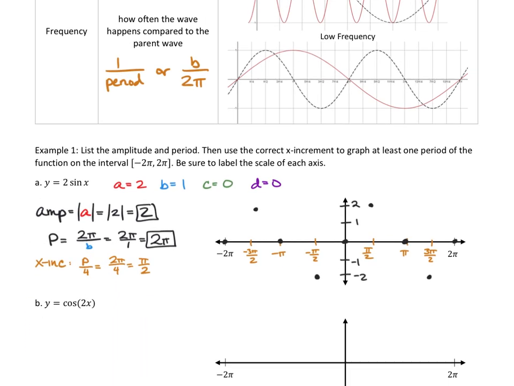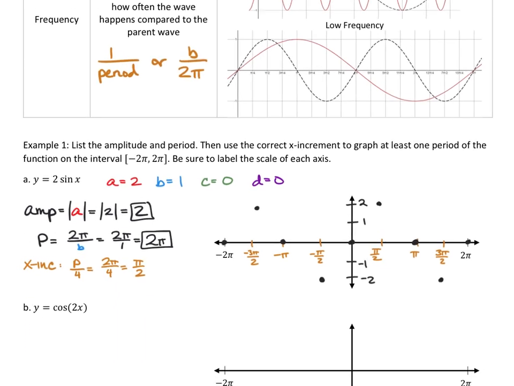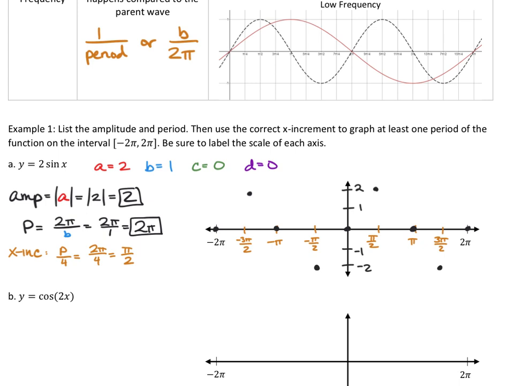Okay. In number 1, we want to list the amplitude and the period, then use the correct x increment to graph at least one period of the function on the interval from -2 pi to 2 pi. And be sure to label the scale of each axis. This is kind of the basics of what kind of question I'm going to be asking you to do on homeworks and on quizzes and on tests.